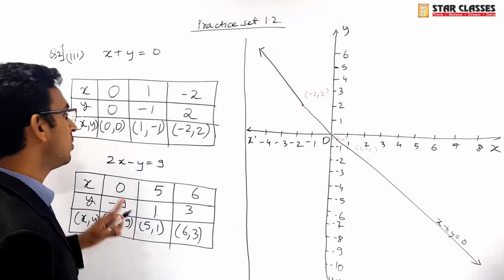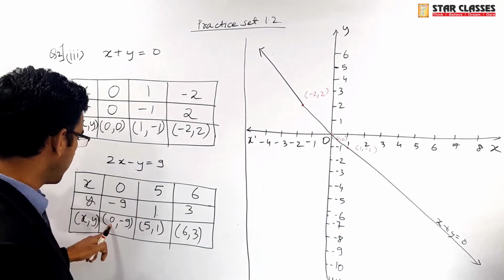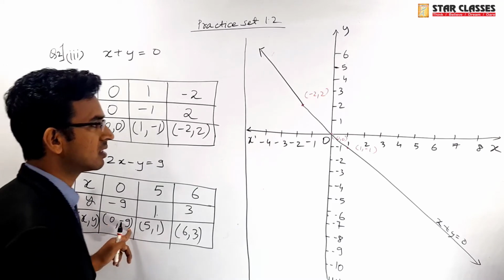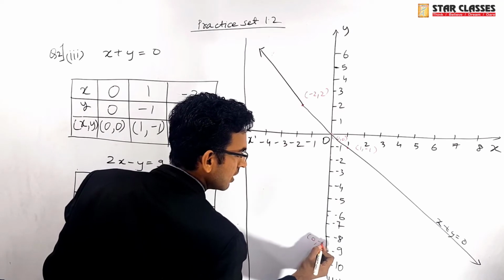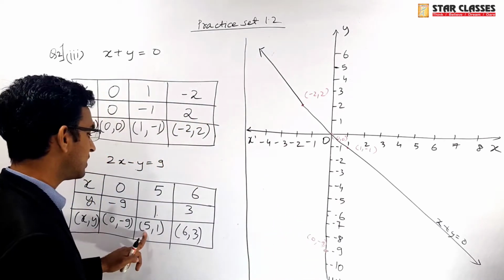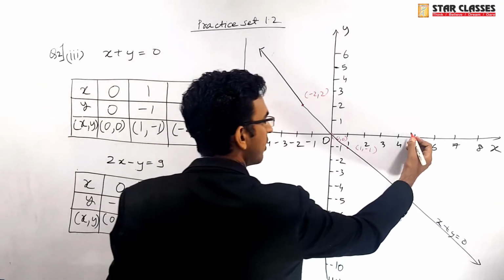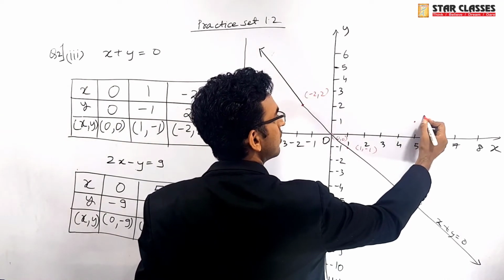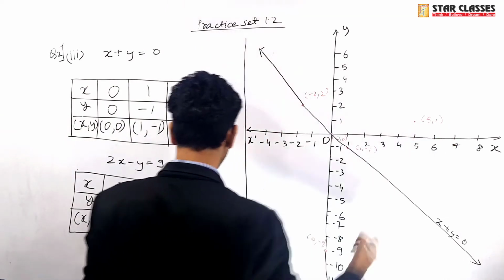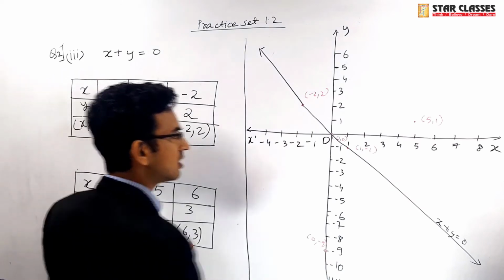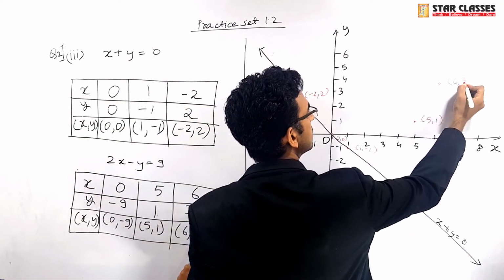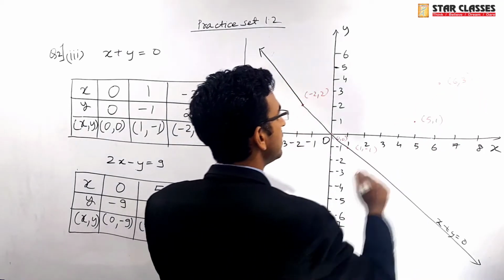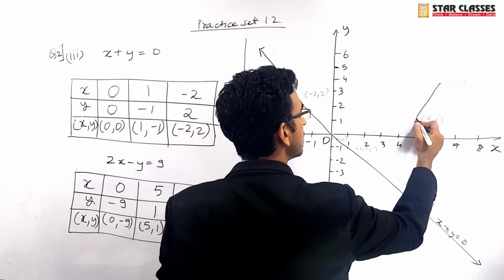Okay. Now next equation, x is 0 and y is minus 9. So 0, minus 9. X is 5, y is 1. 5, 1. X is 6, y is 3. So let us join these 3 points.